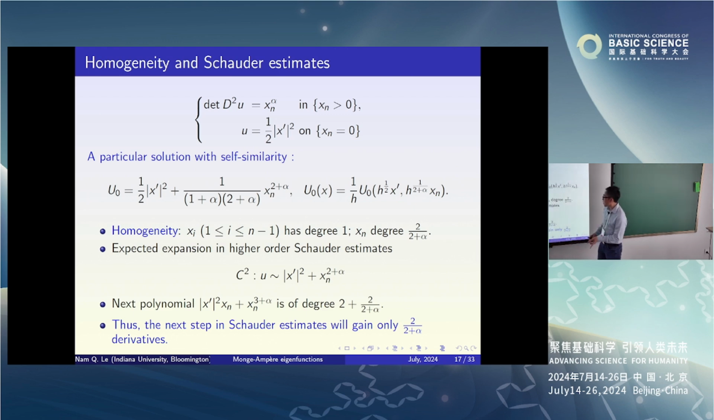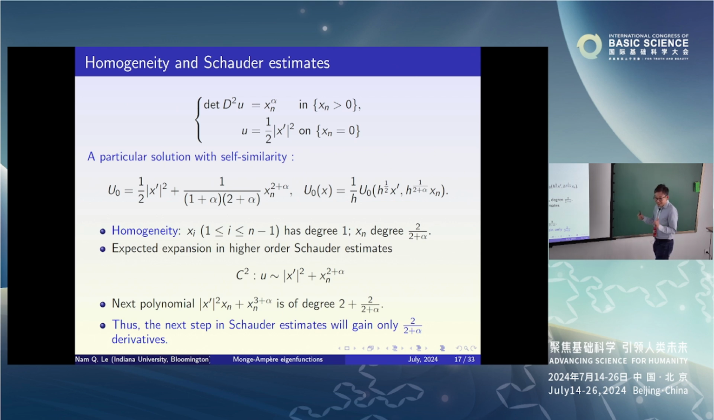However, because the degree of Sn is only 2 over 2 plus alpha, this polynomial does not actually have degree 3. It only has this degree. And so it's much smaller than 3 when alpha is large, because in the Monge-Ampere eigenfunction, the alpha here is exactly the dimension. Therefore, we see that if we want to go further in the Schauder estimate, or in the higher order derivative estimate, we could not get more than 2 over 2 plus alpha in this step. So this is the situation we see.